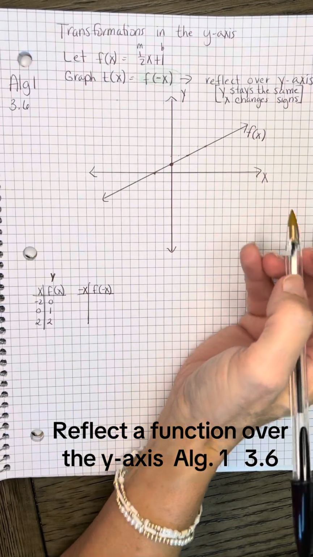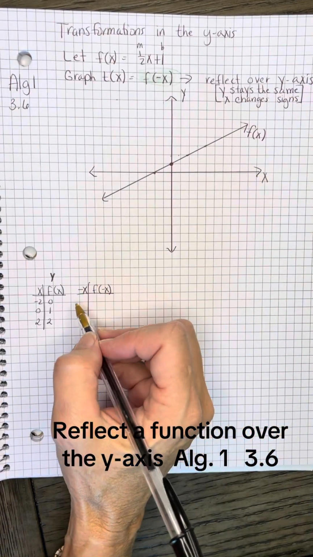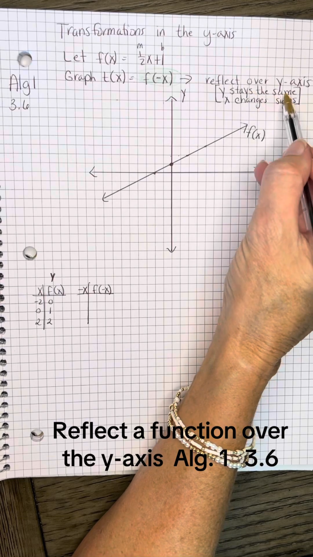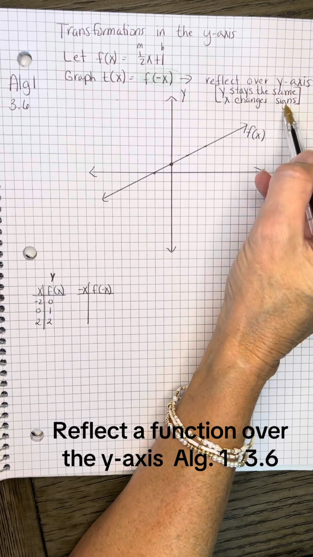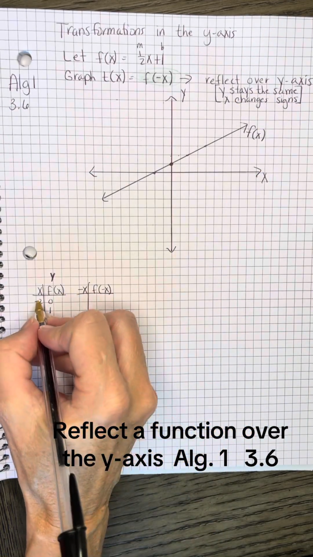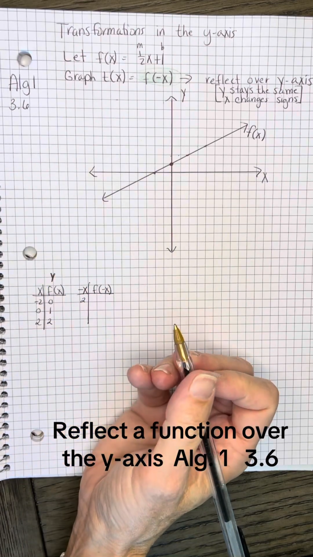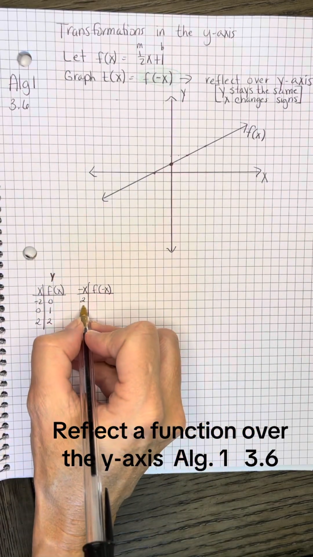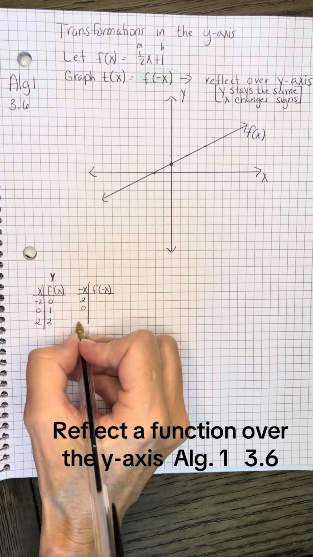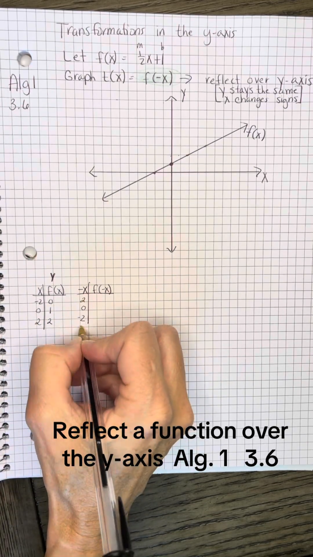That will be enough. Now we know that the y stays the same, but the x changes signs. If I'm changing the signs of the x, the negative 2 becomes 2. It's like multiplying it by negative 1. 0 times negative 1 is still 0, and 2 times negative 1 is negative 2. So they change their signs.